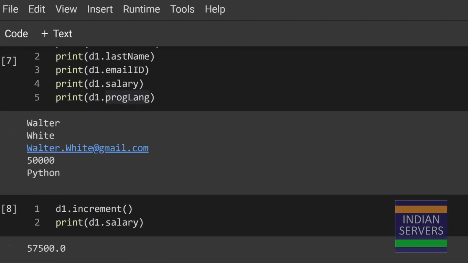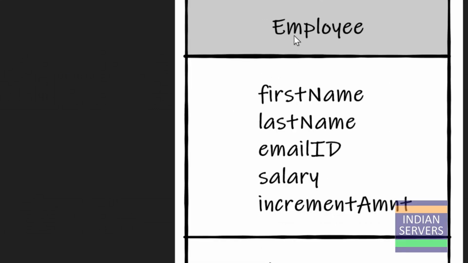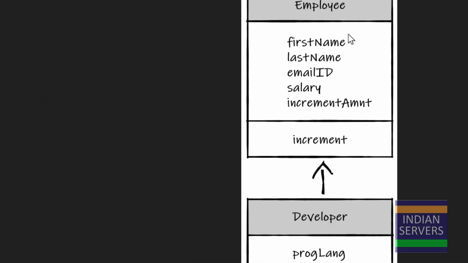In this video, we saw a few examples of OOP. We coded a few more classes like Employee and Developer, and we saw how we can make our code more efficient using inheritance. And that is it in today's video.